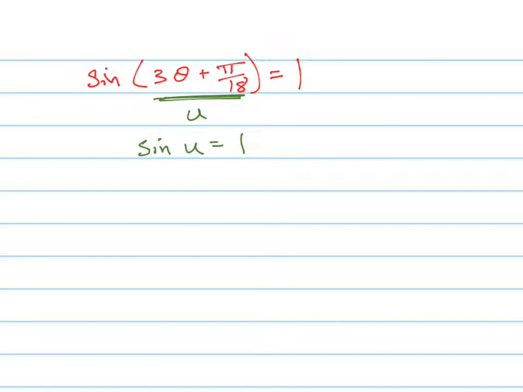And they want you to solve this between... Oh, never mind, I did it wrong. I see what I did. So that would mean u would have to equal what? Pi over 2, plus or minus 2 pi k is how you write it.